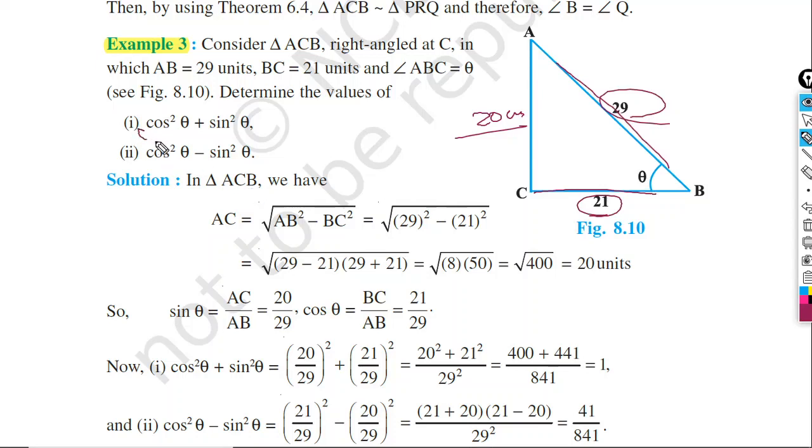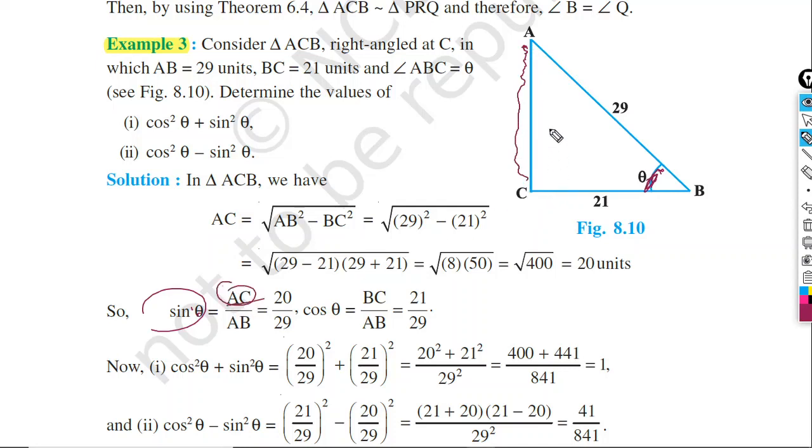Now what we have to find? Cos square theta plus sin square theta. Before finding cos square theta, we can find first cos theta and sin theta. Okay. So if you remember what was sin theta? Look at theta. Theta is here. Sin theta will be side opposite of theta, that is AC, divided by hypotenuse AB. So AC by AB. Now AC by AB equal to 20 by 29.